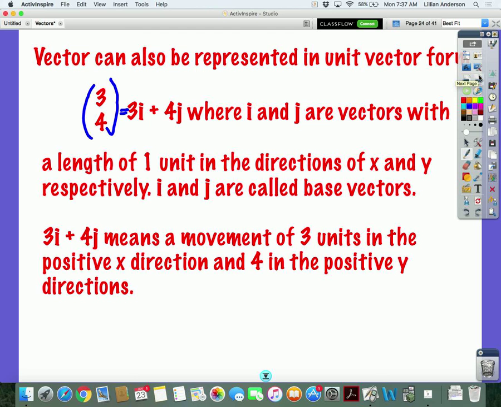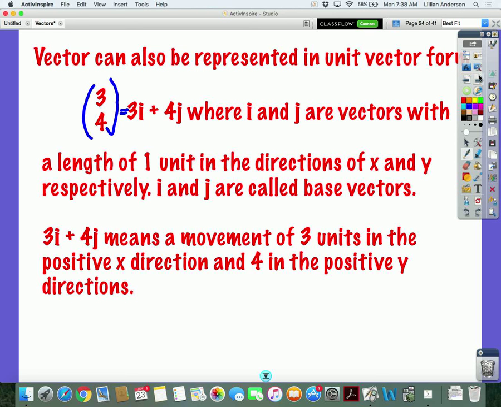Now, vectors can also be represented in unit vector form. Unit vector form uses i's and j's, where i and j are vectors with a length of 1 unit in the directions of x and y respectively. Vector i and vector j are called base vectors. Unit vector form is just another way to represent a vector.